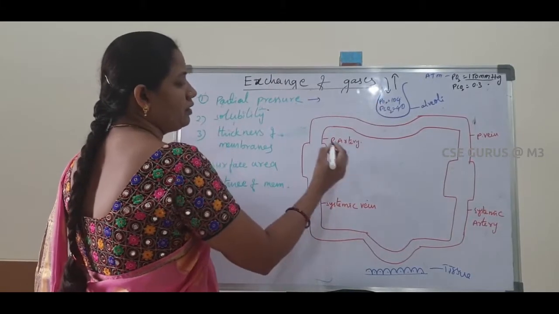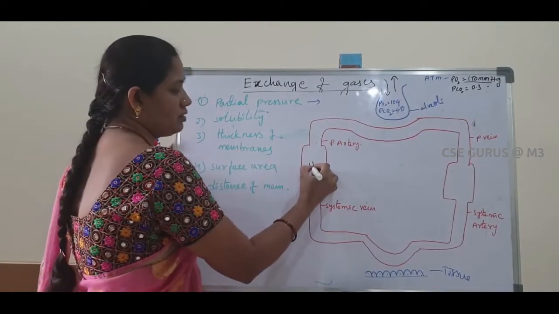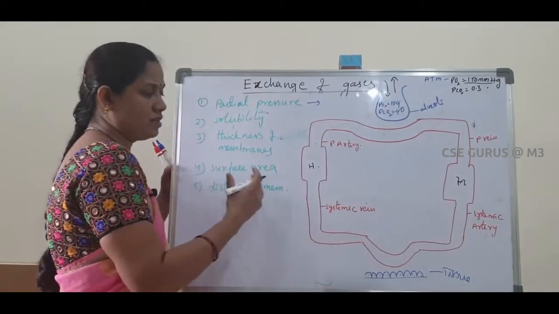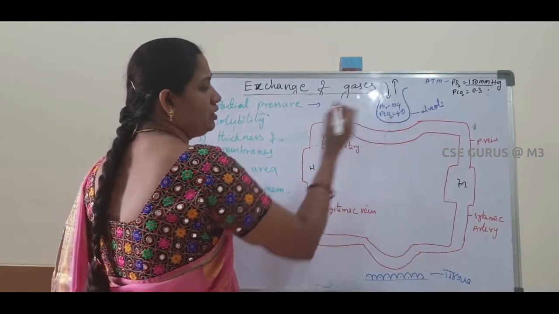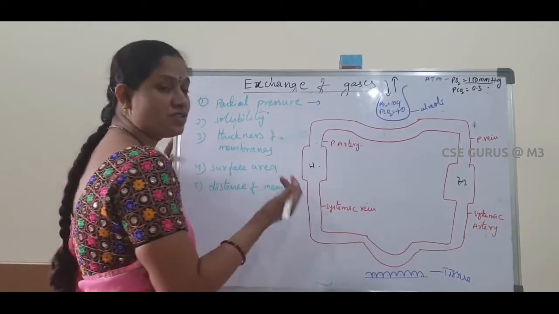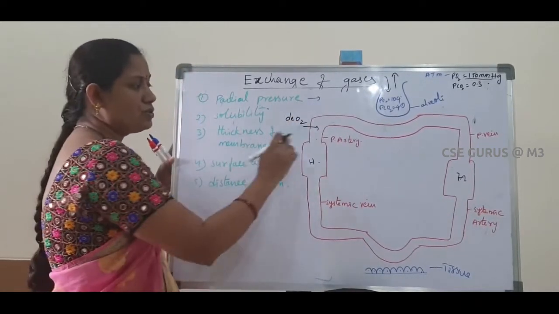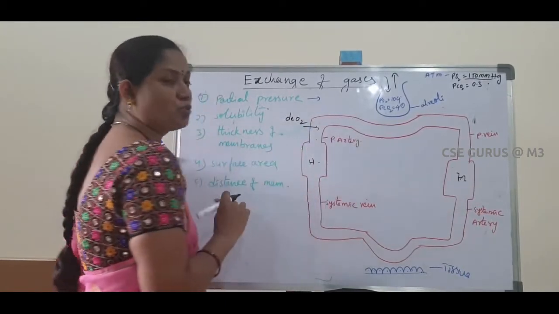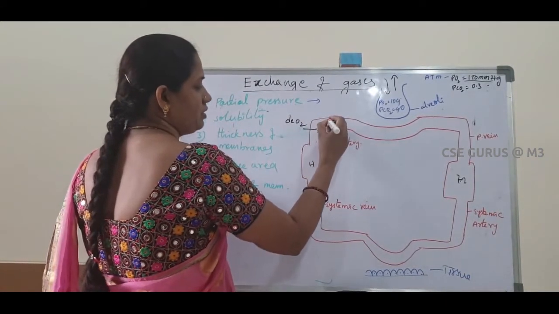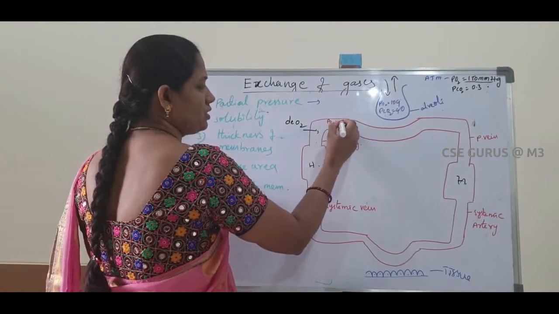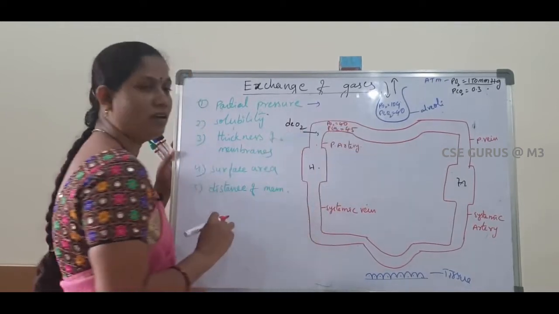So here what will happen? This is the pulmonary artery, it brings the blood. This is the heart. From the heart, the pulmonary artery supplies blood to the lungs. Which blood does the pulmonary artery bring? Deoxygenated blood. This deoxygenated blood is transported to the lungs. In the blood of the pulmonary artery, the partial pressure of oxygen is 40 mmHg, and the partial pressure of carbon dioxide is 45 mmHg.